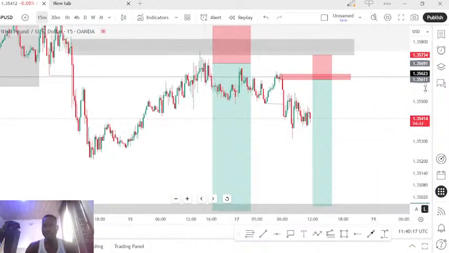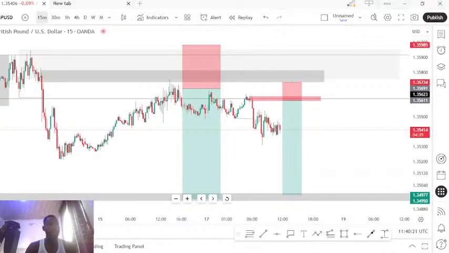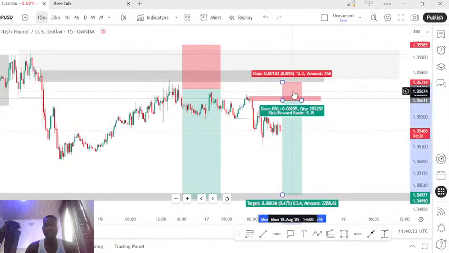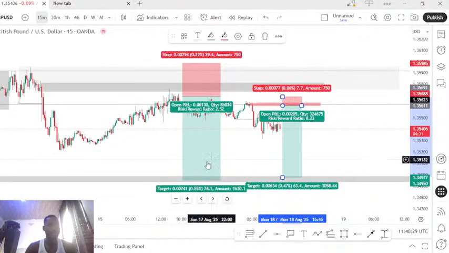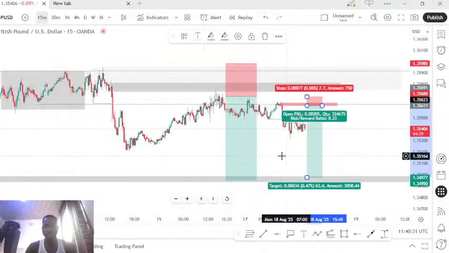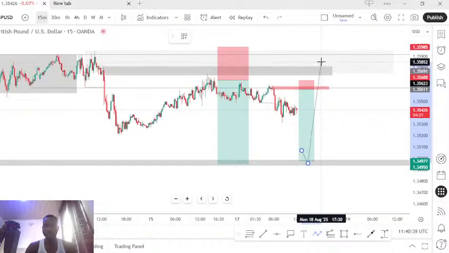We are targeting this level, expecting price to come to this very support here. Okay, so we're expecting price to come to this very support here, and from here we are moving all the way. Now here is it, guys.